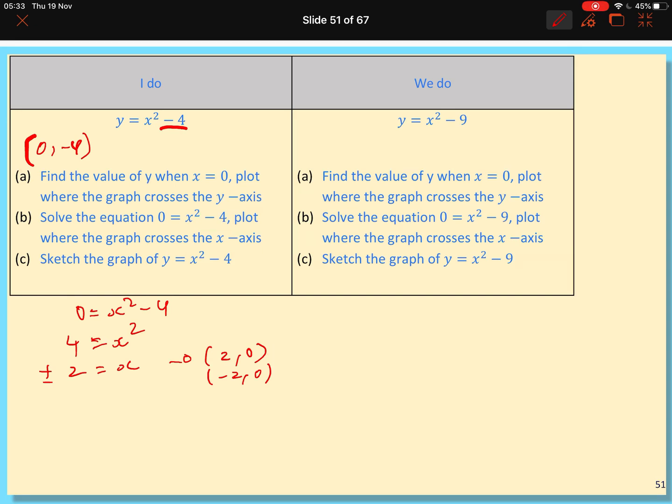Let's sketch it now with our 3 points. -4 y-intercept, 2, -2. And our graph is going to look like this. Right, pause the video and have a go at the we do question.